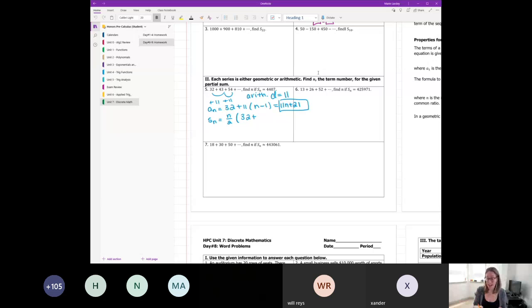Now, we don't know what n is, so we can't figure out the actual numerical value for a sub n. So what we're going to have to do is basically just put in the explicit equation. So we're going to have to put in a sub n as 11n plus 21. Just remember the formula: s sub n equals n over 2 times a1 plus an.